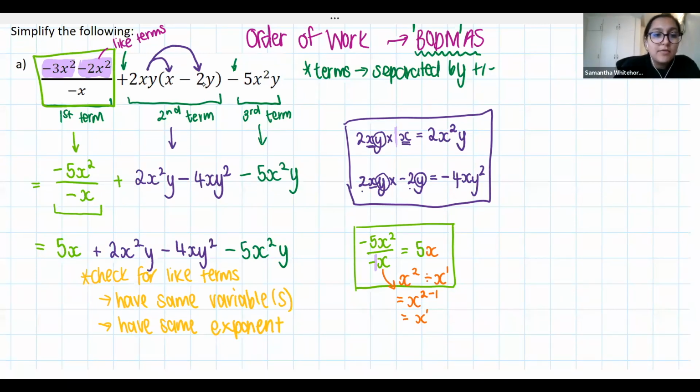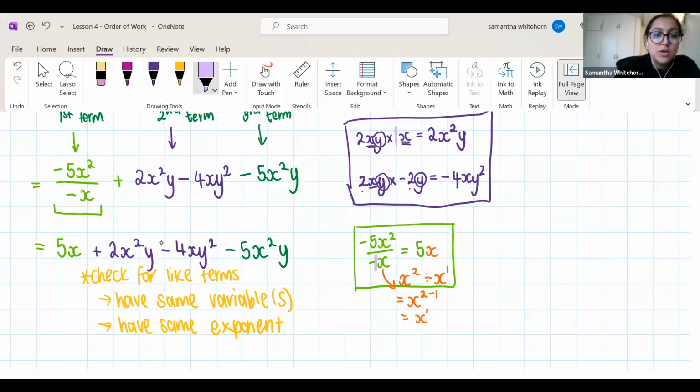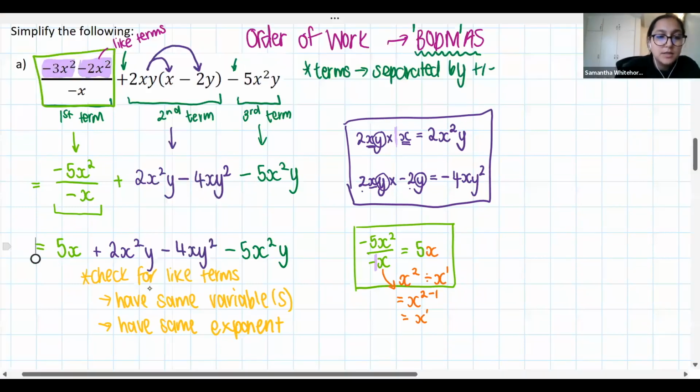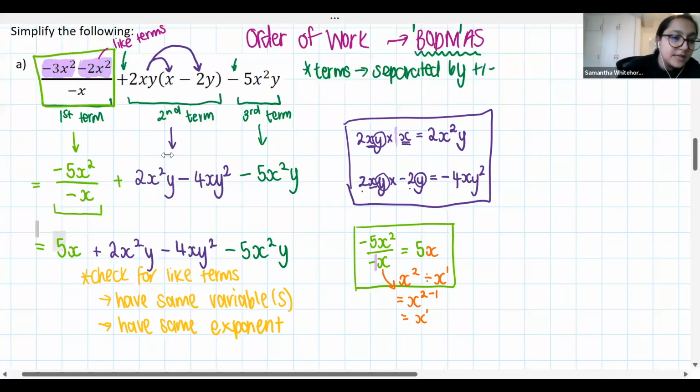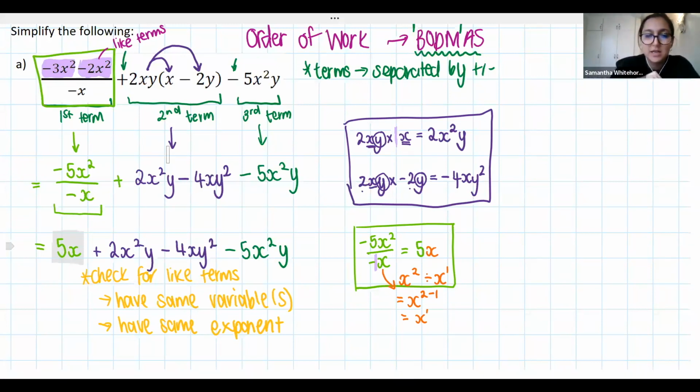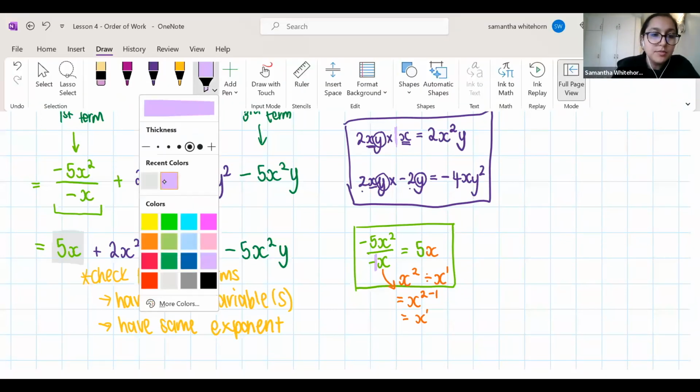So when I go and have a look now at my expression and I want to identify my like terms, I see the first thing, oh, this tiny little highlighter, and that's not going to do anyone any good. So let's do this. First thing I see is that I've got terms with x in them. Now I've got no other term with just an x in it. So that is a group by itself. I can't do anything else with it. So 5x is one group of terms.